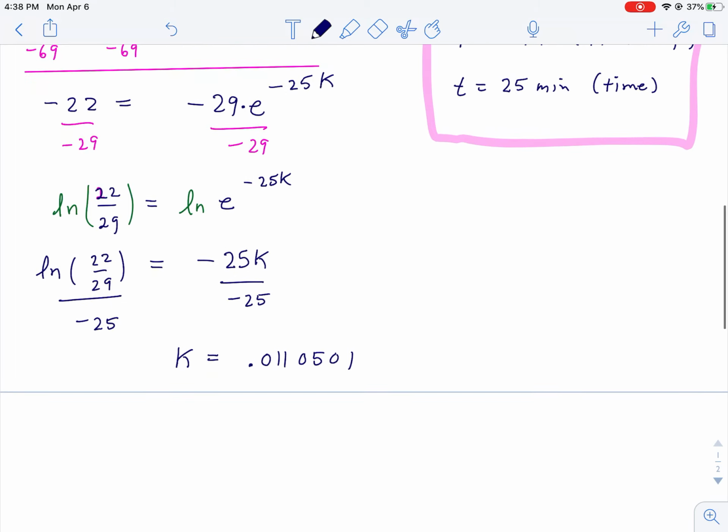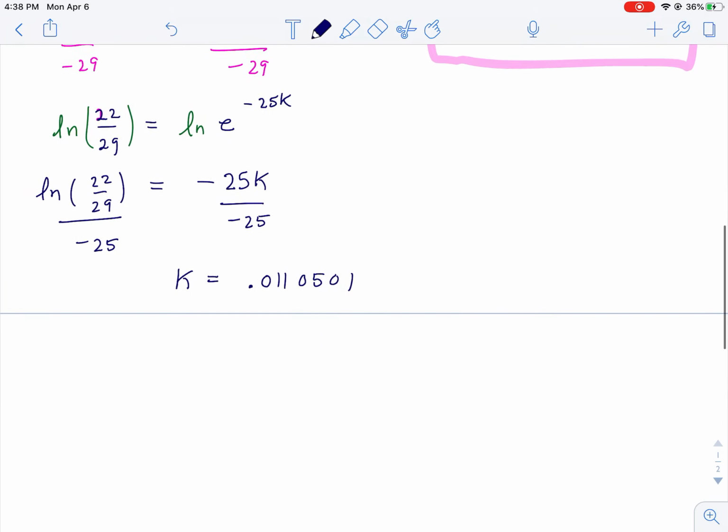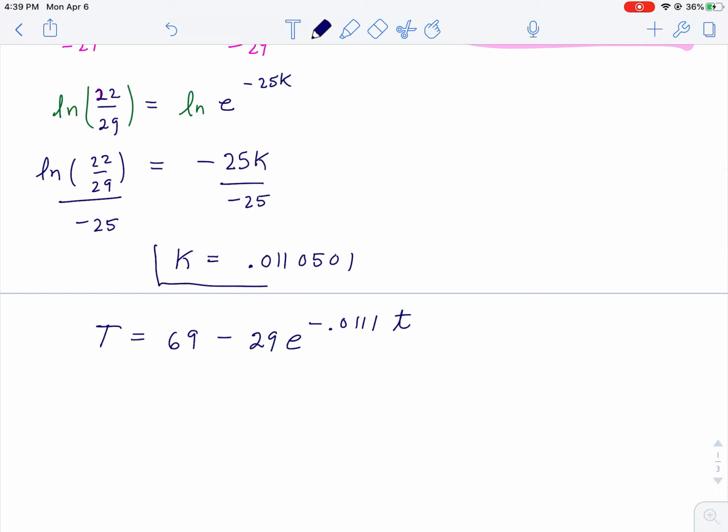I kind of wrote all these out. Again, if I had a TI-84, I would just leave them in there. So when you rewrite your formula, the temperature of the turkey is going to be 69 minus 29 e to the power negative 0.011. I guess if I rounded off, I'd have to say 0.0111, right, times t. So that's my equation. That was actually part 1 of the problem. Part 1 says find k and rewrite the equation.